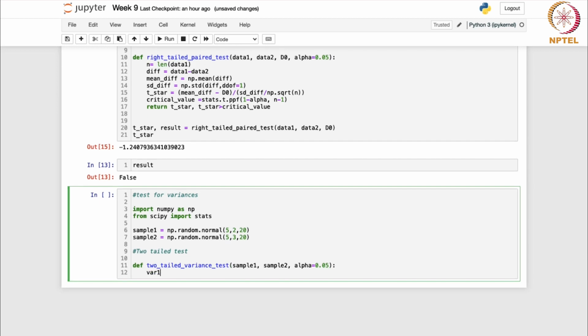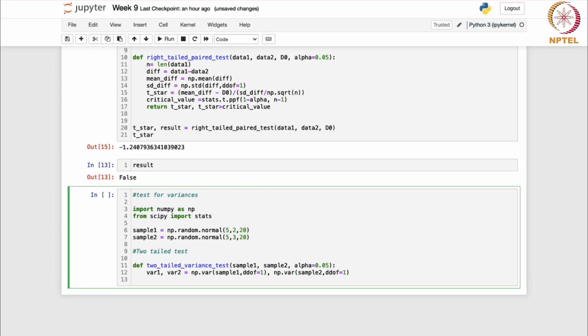Now you have to write what will be variance 1, right, the sample variance of both the samples. So variance 1 and variance 2 can store your variances. So it would be np.var of sample 1, comma ddof as 1, and the other one the same way, np.var of sample 2, ddof as 1. Okay, so we have calculated the sample variance S1 square, and this is your S2 square.